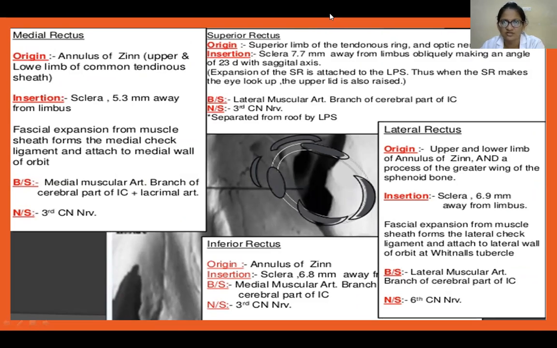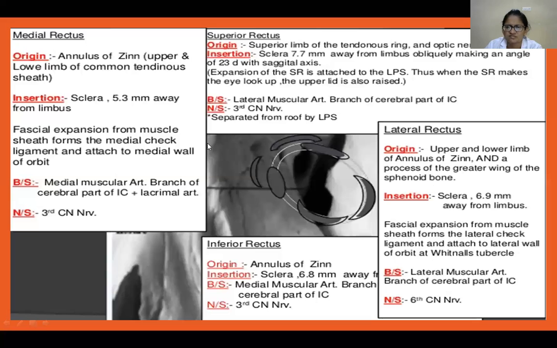What is the origin for the superior rectus muscle? All the origins of the rectus muscles are from the fibrous ring, also called the annulus of Zinn. The superior rectus takes origin from the superior limb of the common tendinous ring, along with the optic nerve sheath. The optic nerve is covered by a dural sheath, and from this dural sheath also the superior rectus muscle takes origin.